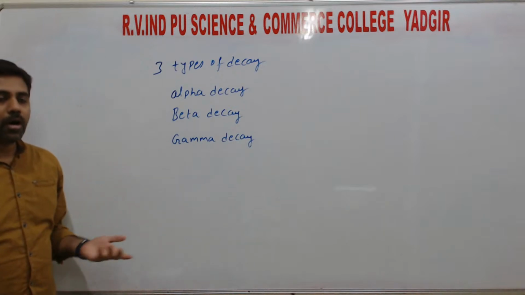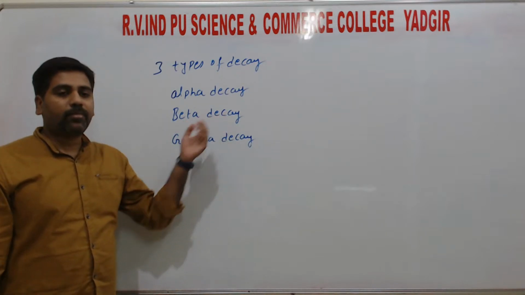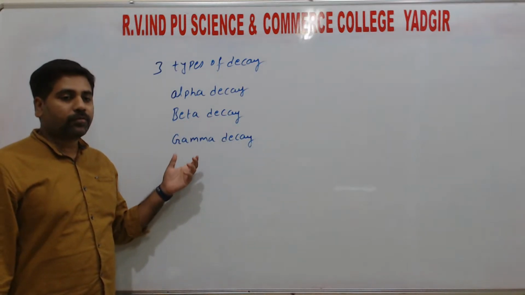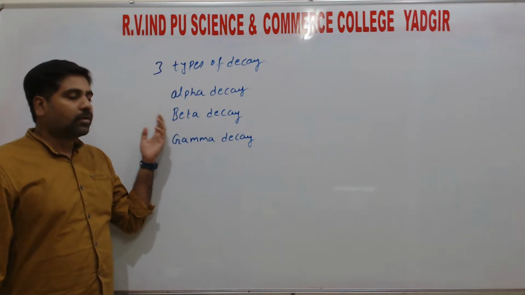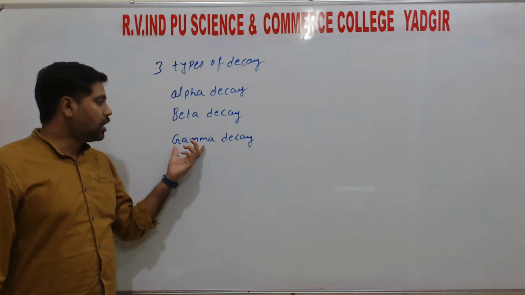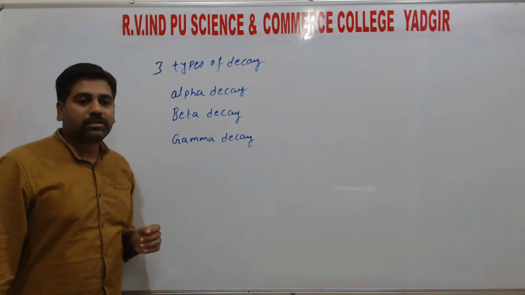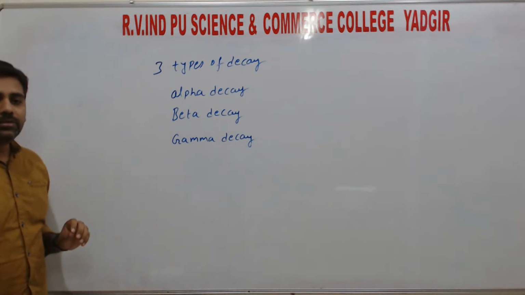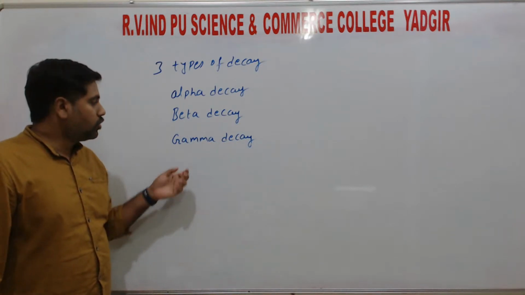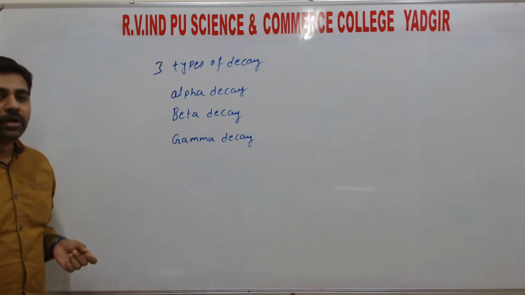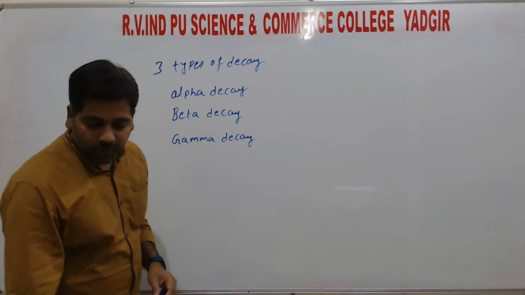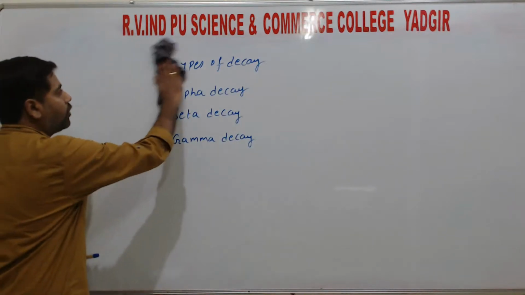In alpha decay, there is emission of the alpha particle, that is the nucleus of the helium atom. In beta decay, there is emission of electrons or positrons from the nucleus. In gamma decay, high energy photons are released from the nucleus of the atom. So we have three types of decay, and we will discuss them one by one, starting with alpha decay.